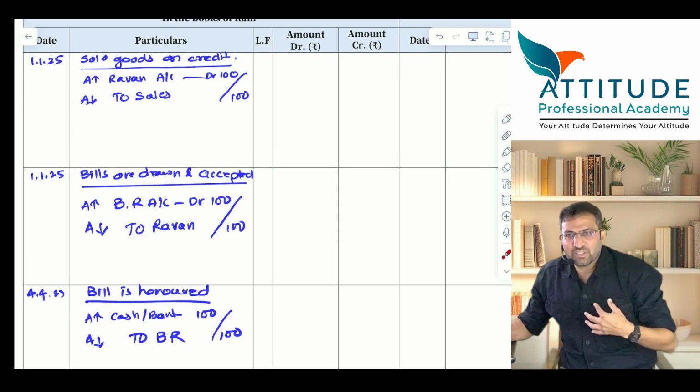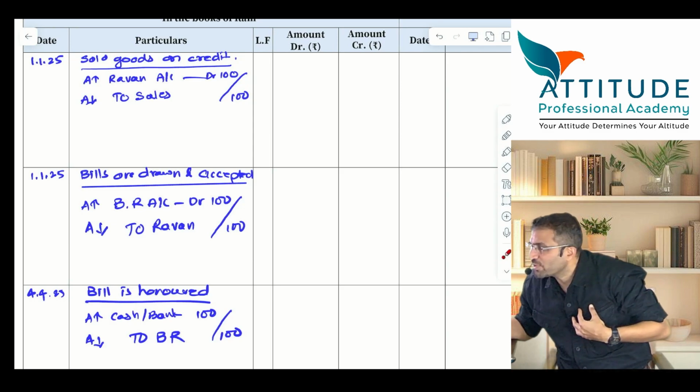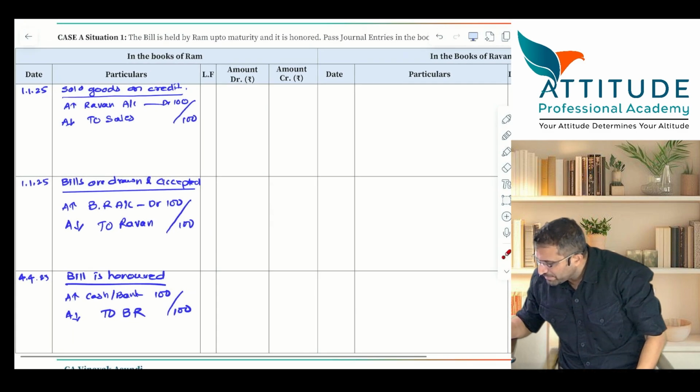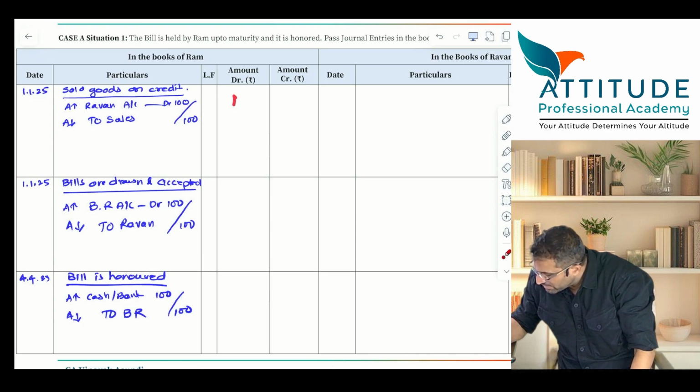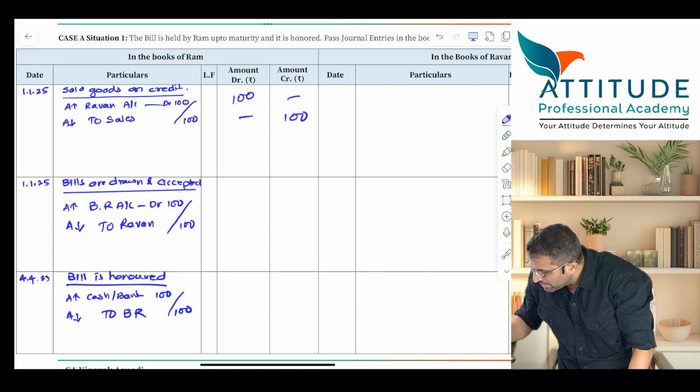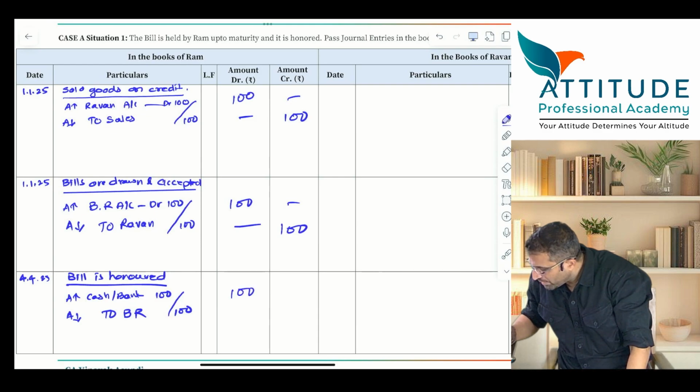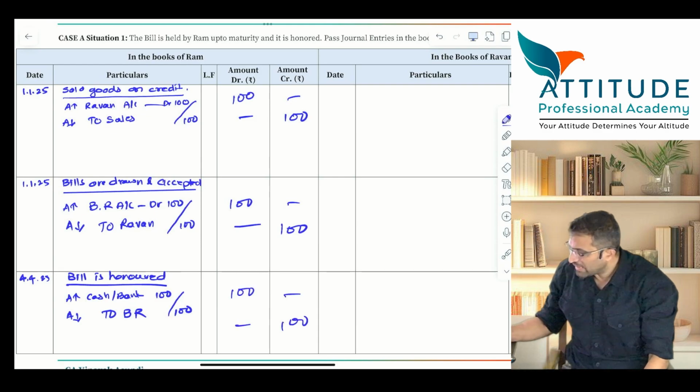Now similarly, I have to pass entries in my books also, no? So what will be the entry in my books? The amount has been given here. Sorry, I did not see the amount column. 100. Is it correct? 100. Is that clear?